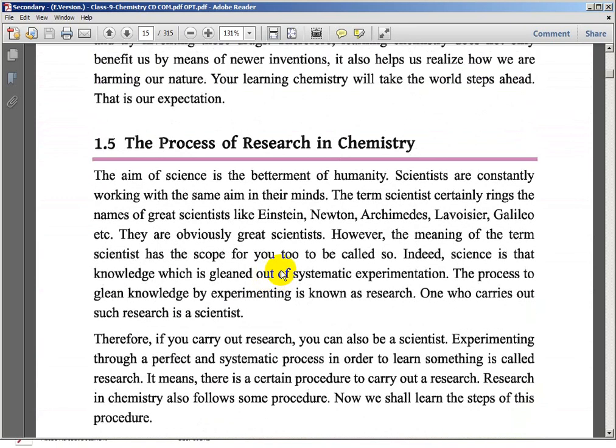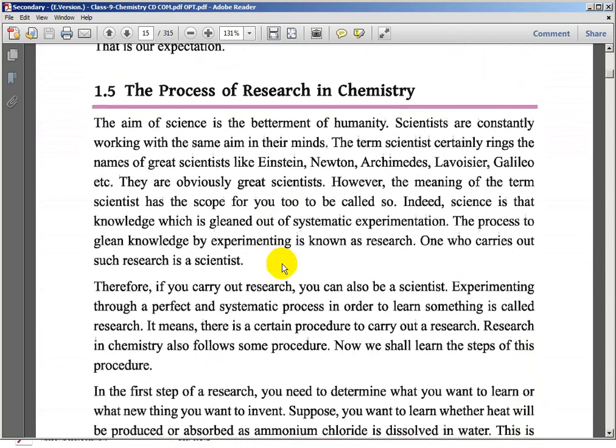Okay, this chapter is mostly theory and writing, so I have to read the book. The process of research in chemistry. The aim of science is the betterment of humanity. Scientists are constantly working with the same aim in their minds.